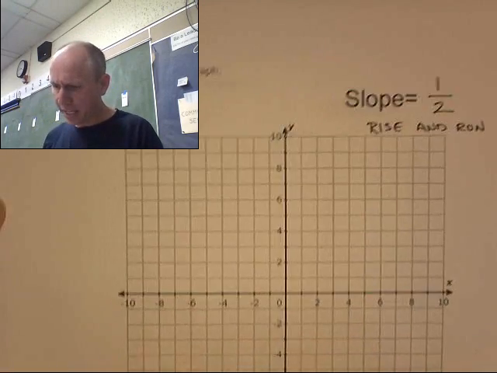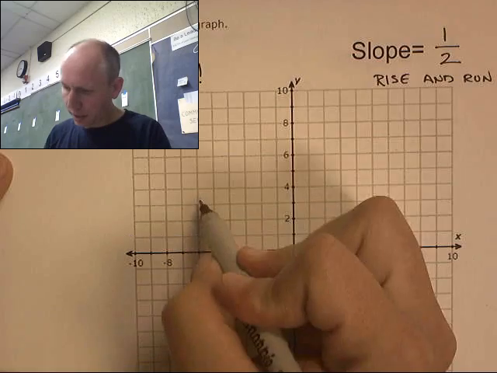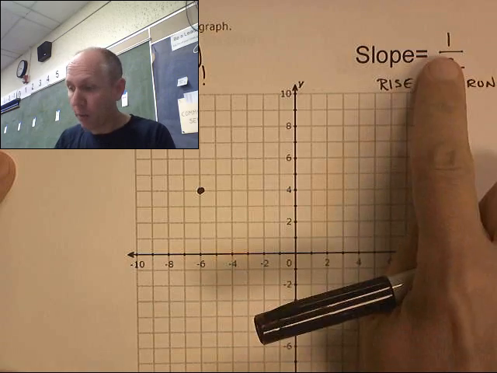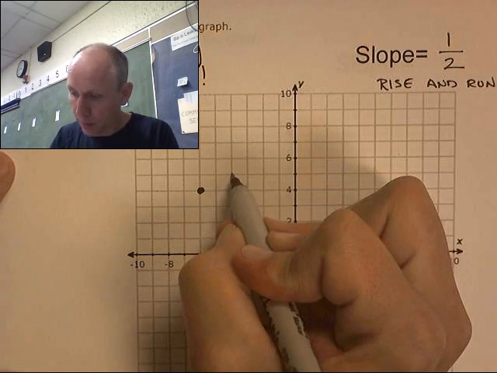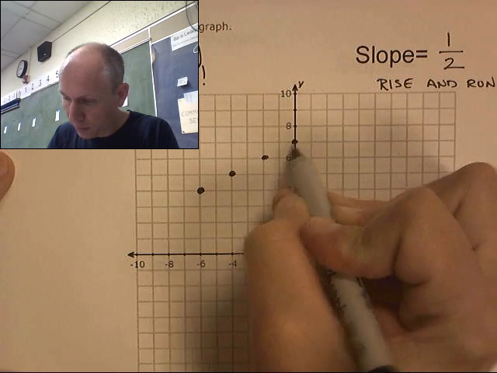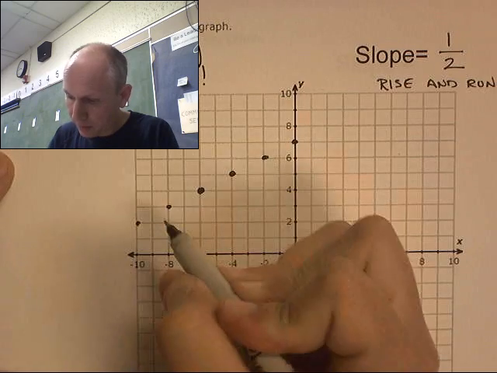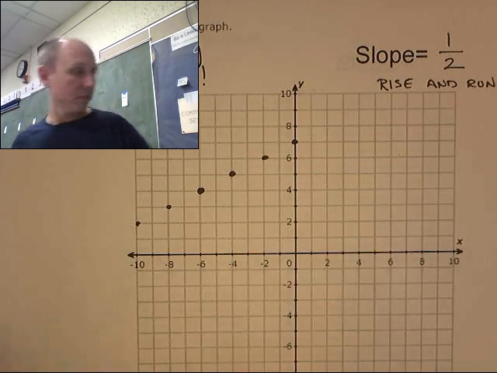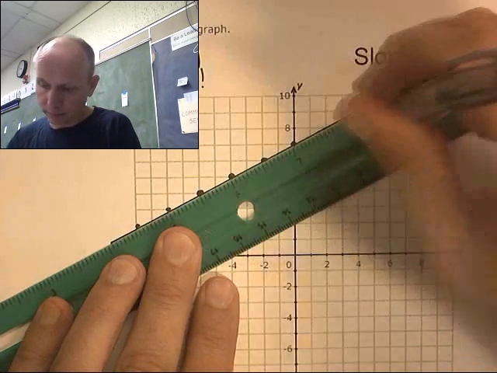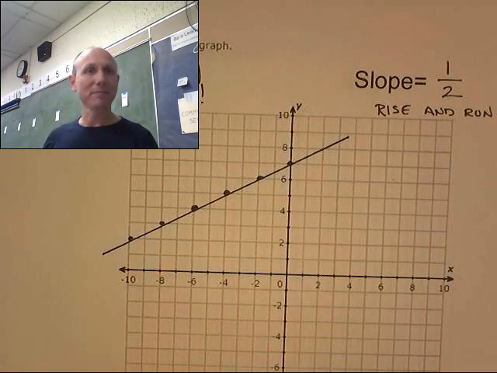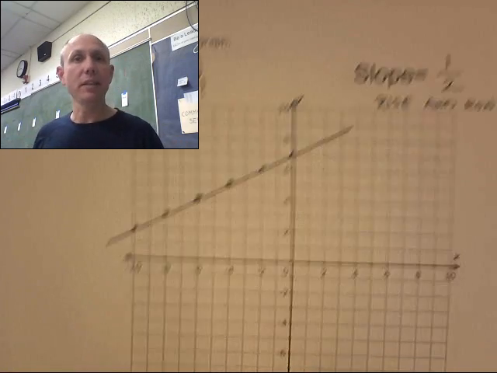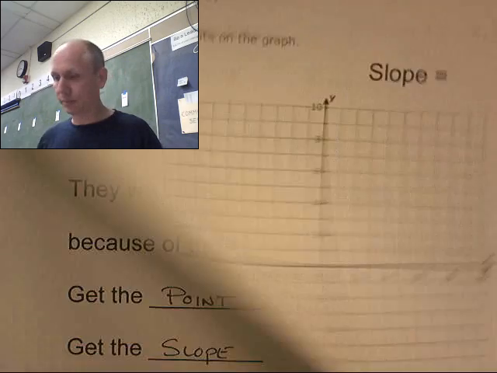Okay. So plot negative 6 comma 4. Negative 6 comma 4 is right here. And from that starting point, I am going to go up 1 and over 2. Up 1, over 2. And I can extend it in the opposite direction. And there is my line. Let's connect the dots. That's your line. Get the point. Remember, it's going to appear backwards. Get the slope. Plot the point. Rise and run.